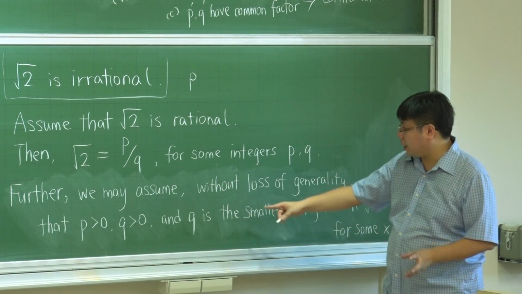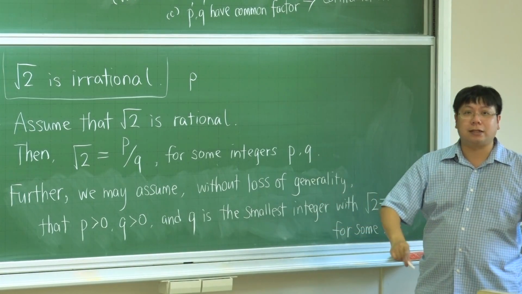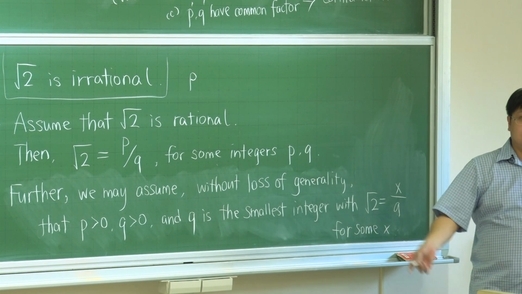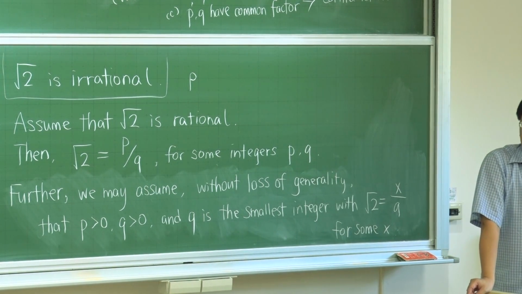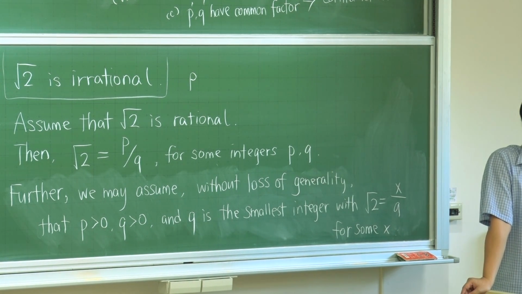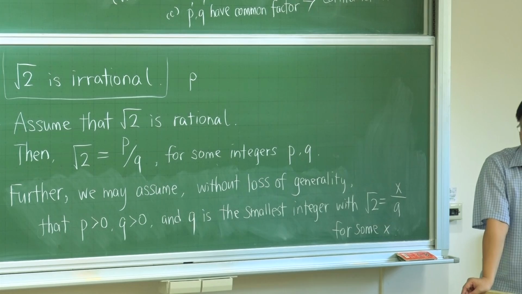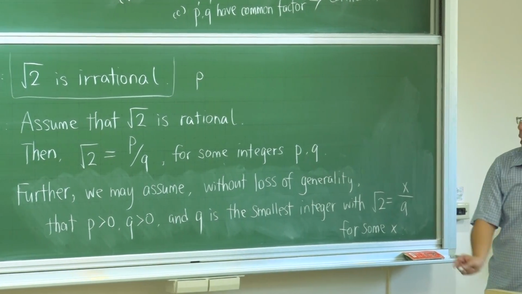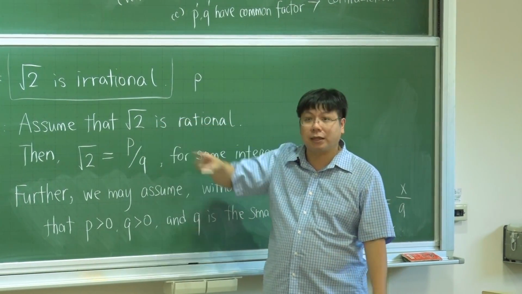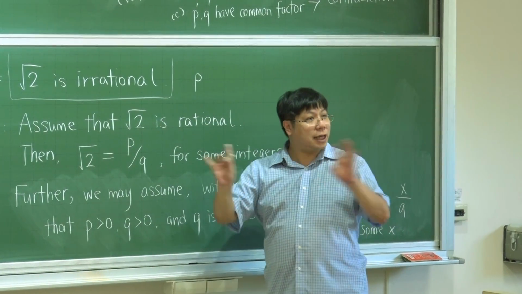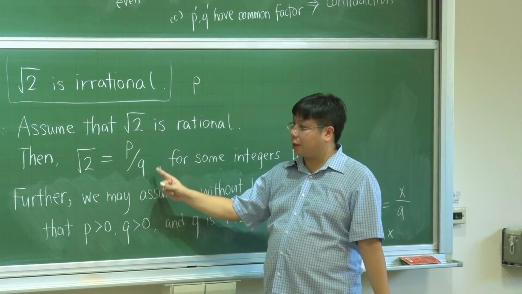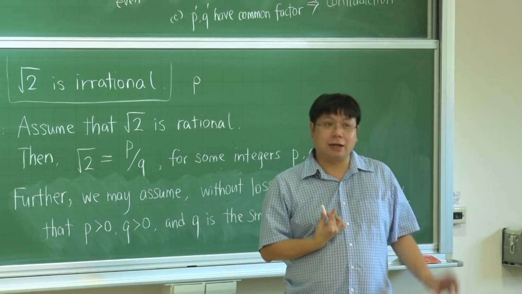Okay, so I'm picking q to be the smallest integer such that if square root 2 can be written as something like x over q, then q is the smallest one. Is that okay? Smallest, actually, is like we are removing some common factor as well. So this implies that there cannot be any common factor between p and q. But I'm not saying common factor at all. I'm just saying that if there is more than one choice of p over q, I choose the q to be the smallest one. Is that okay?